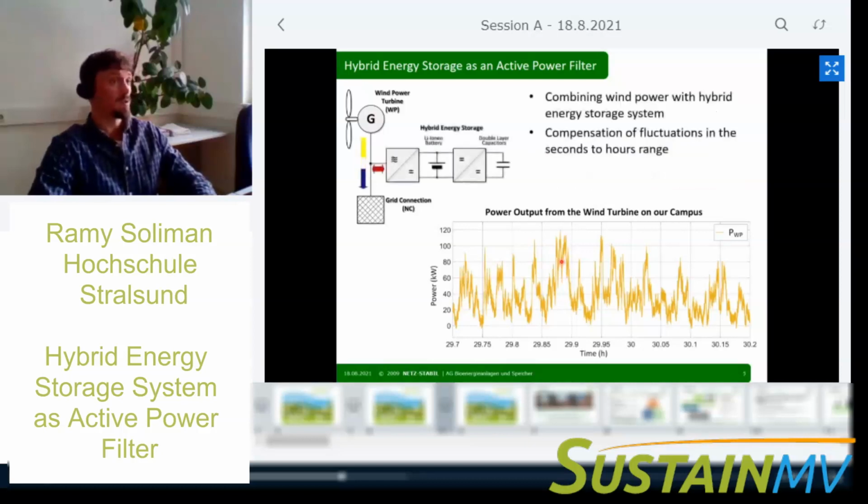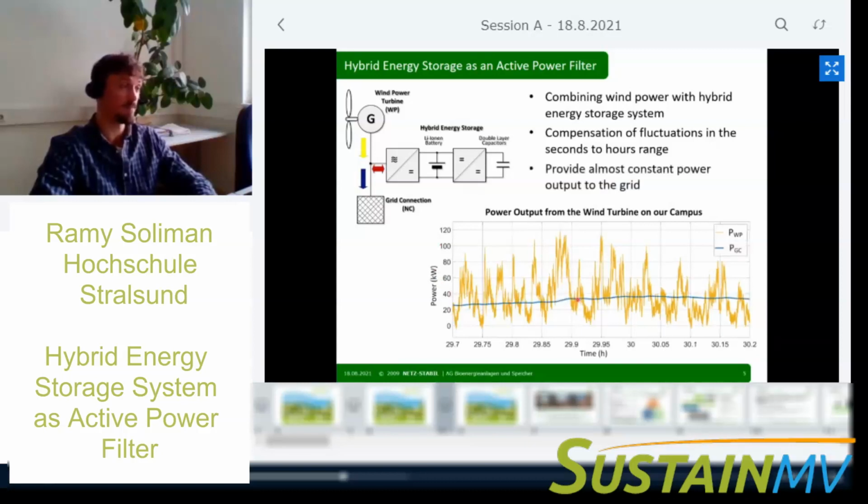So in order to filter the power flow, we need some kind of storage technology. In our case, we combine our wind turbine with a hybrid energy storage system, which I will explain later on, to provide an almost constant power flow, shown by the blue curve. Without the storage, we have this volatile flow to the power grid. And with our storage, we could provide something like this steady power output.